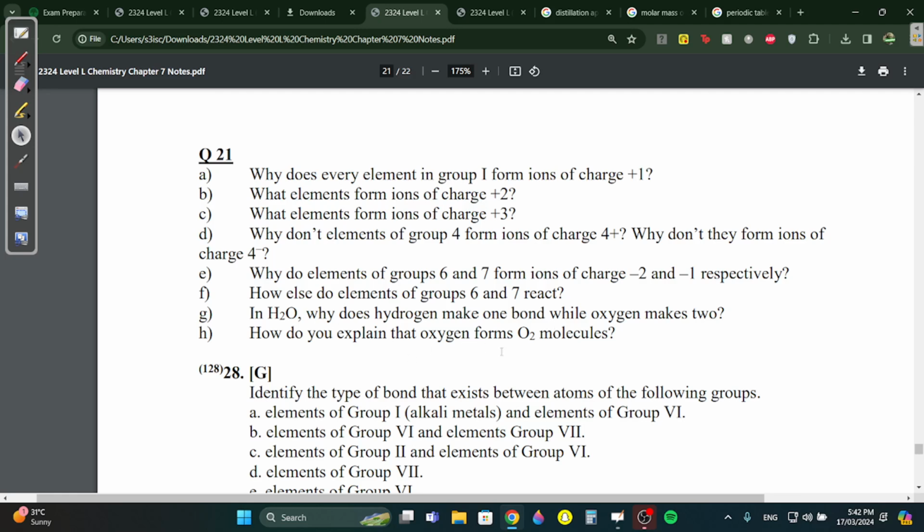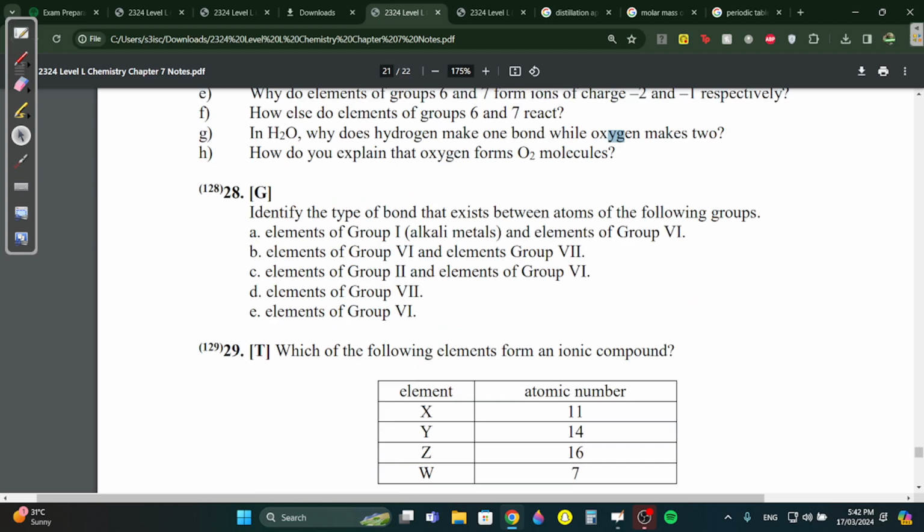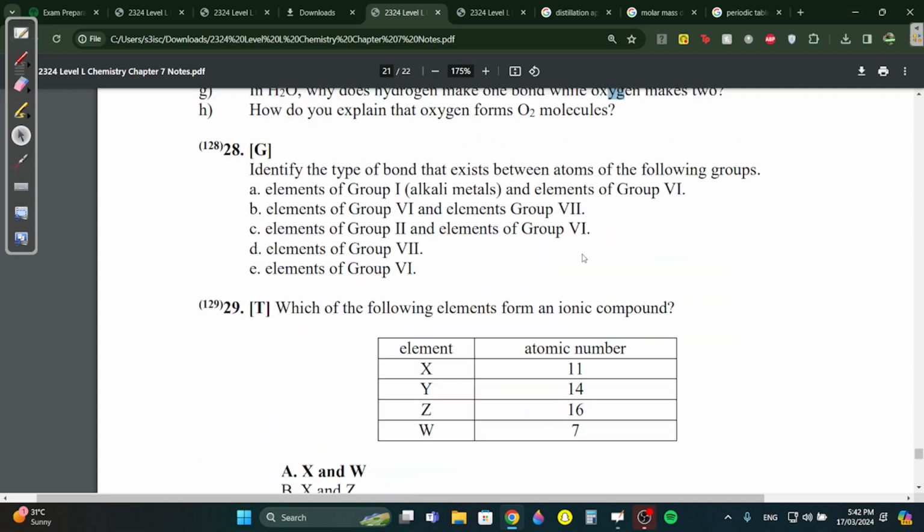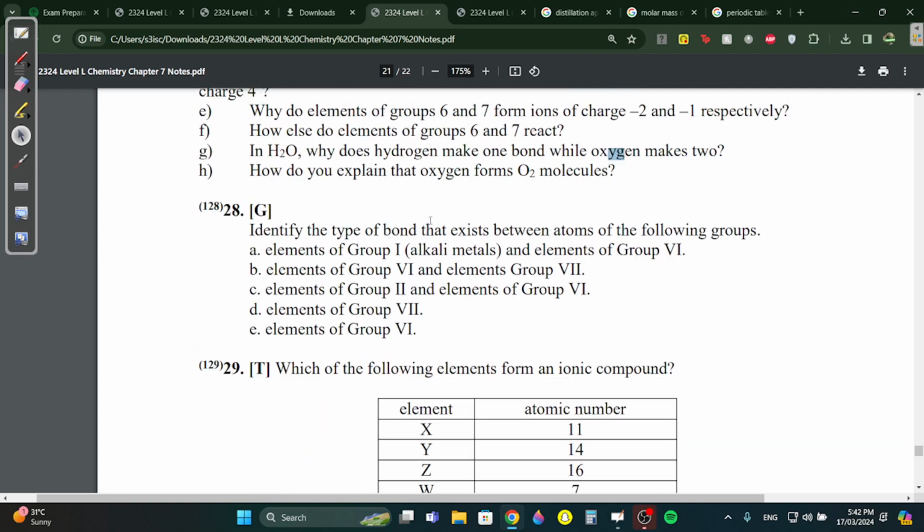How do you explain that oxygen forms O2 molecules? Oh, what do you mean explain? Forget it, forget it. Don't do this. Okay, this I'll do 28.